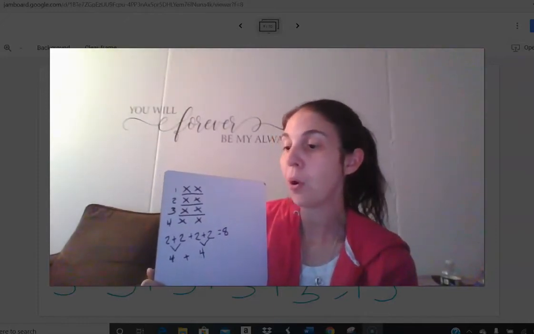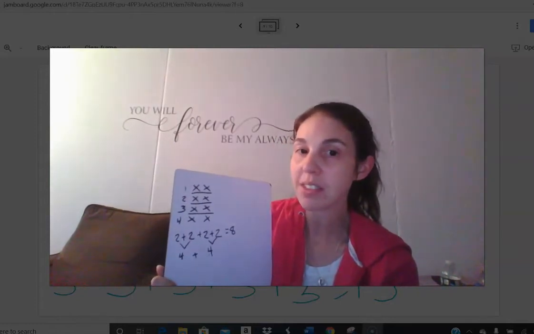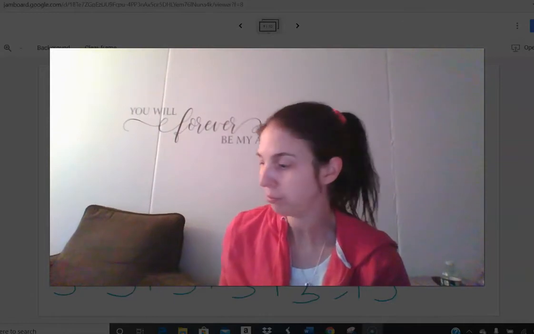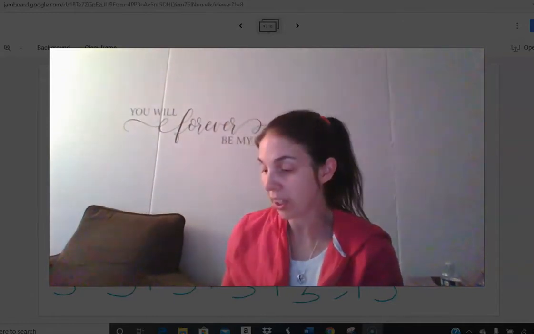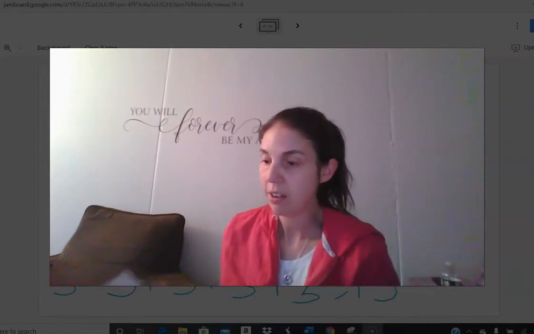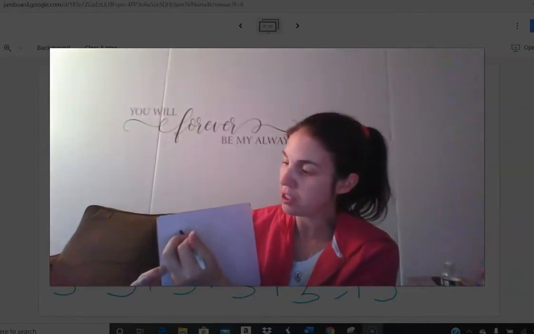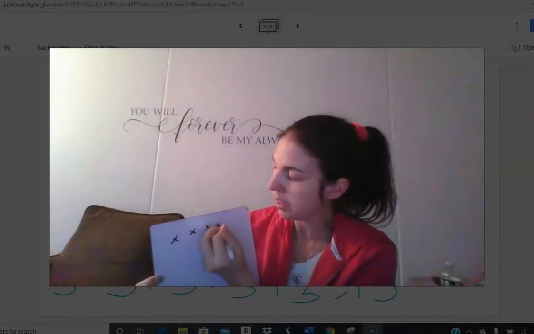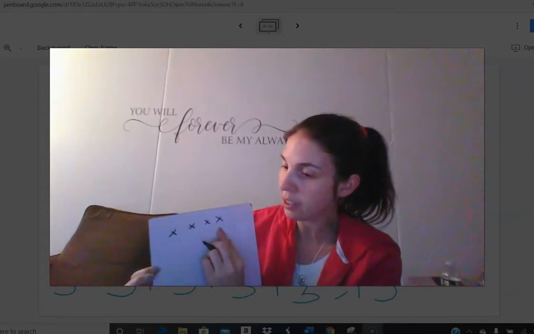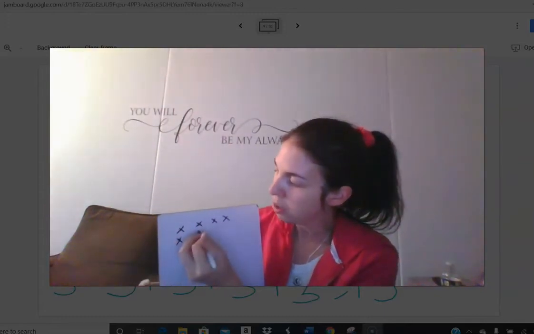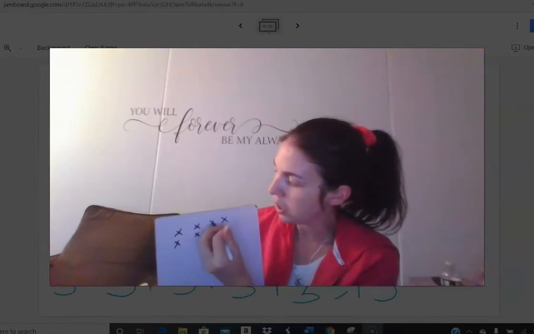What if we had 4 columns? 4 columns of 2. So this time we want 4 columns and 2 in each column. So we could do across 1, 2, 3, 4 to show our columns. And we want 2 in each column. So 1, 2, 1, 2, 1, 2, 1, 2.